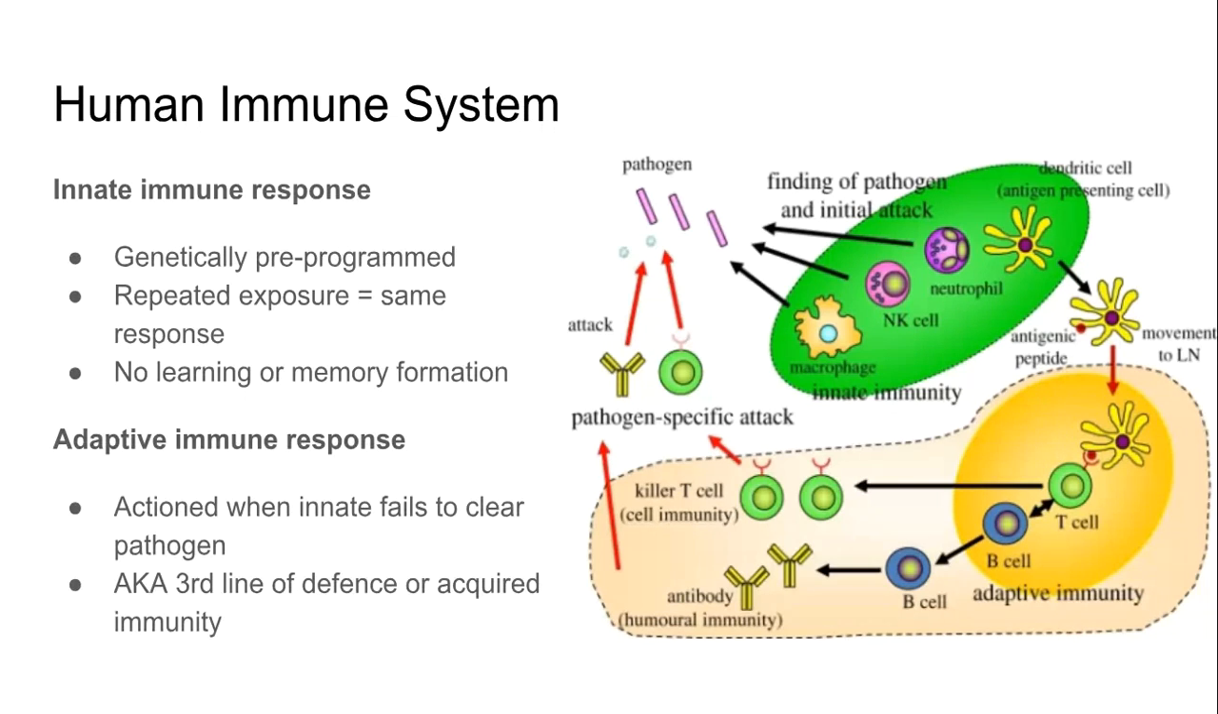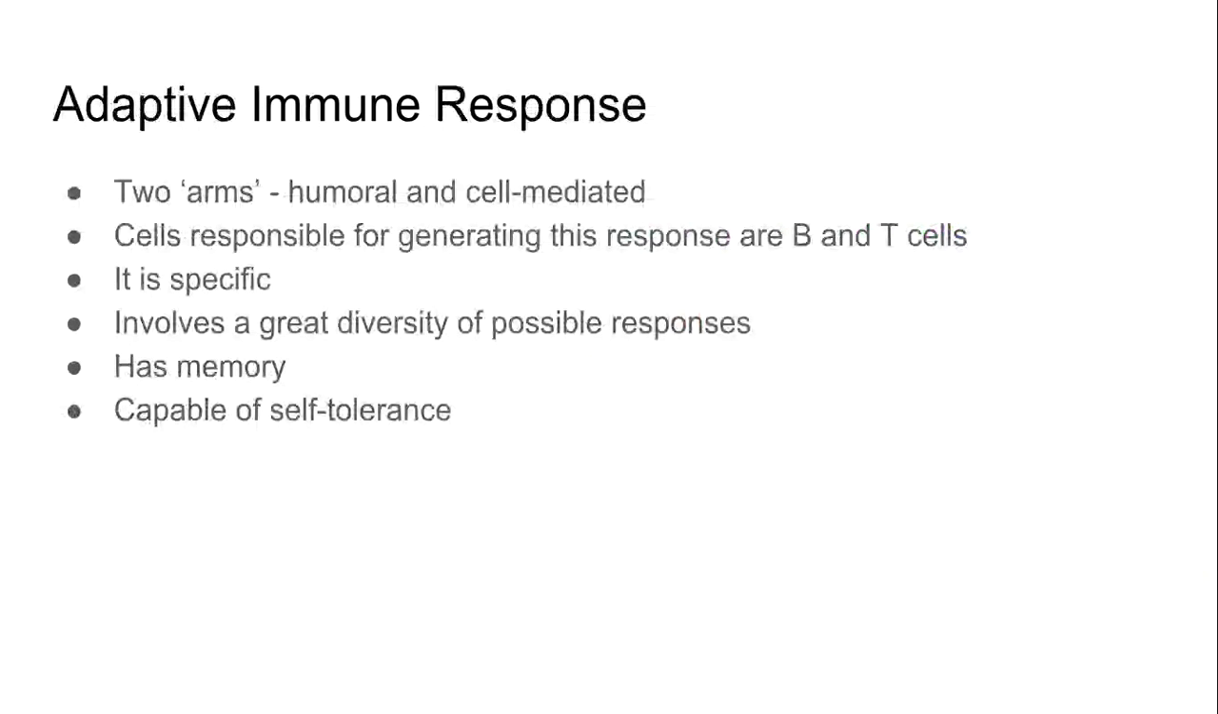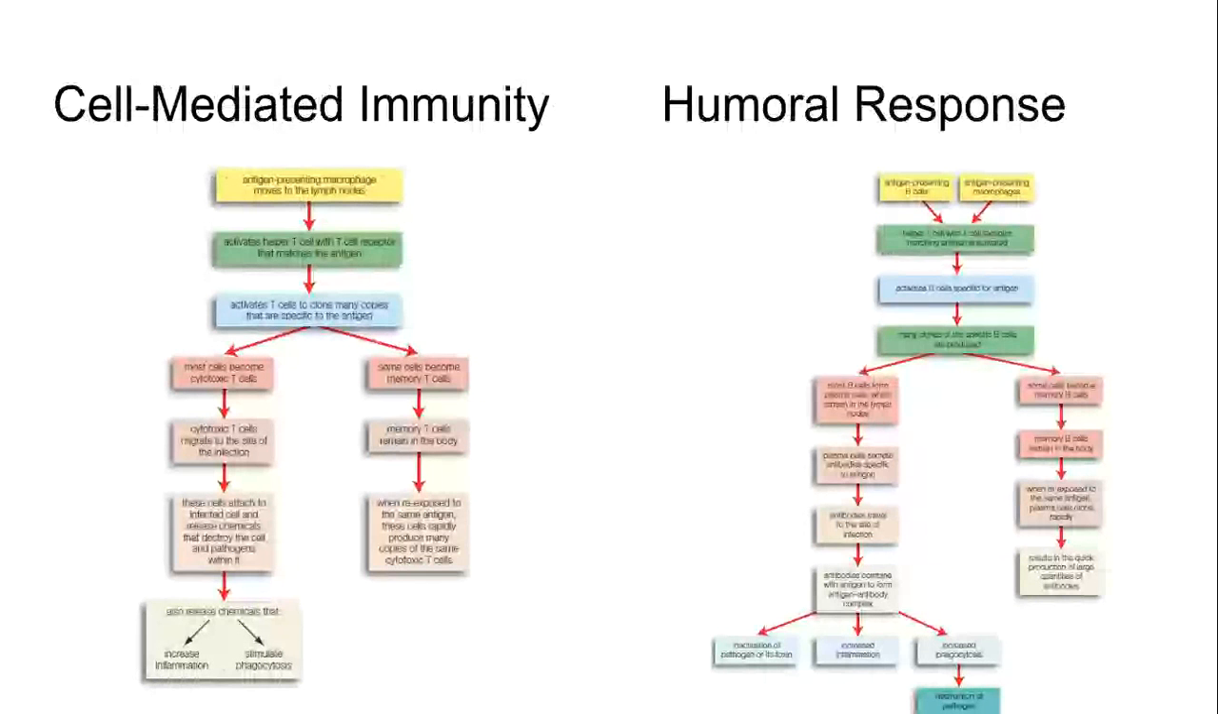However, when we look at the adaptive immune response, these are actioned when the innate system and the innate response fails to clear any pathogen. It's also known as our third line of defense or acquired immunity. So there are two arms of our adaptive immune response system, and these are known as our humoral and cell-mediated responses. There are cells responsible for generating this response, known as our B and T cells. It is a specific response system and it involves a great diversity of possible responses. It has a memory system and it's capable of self-tolerance.